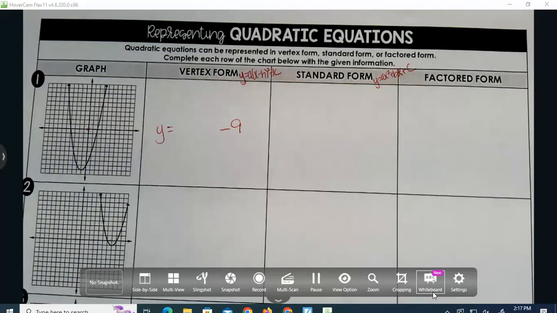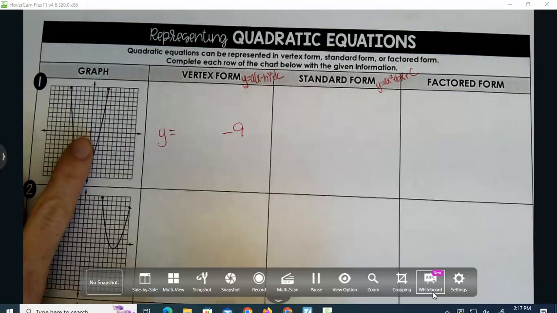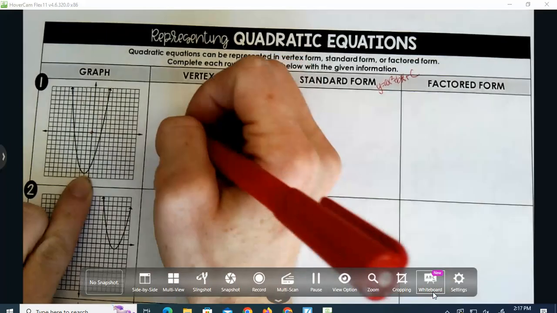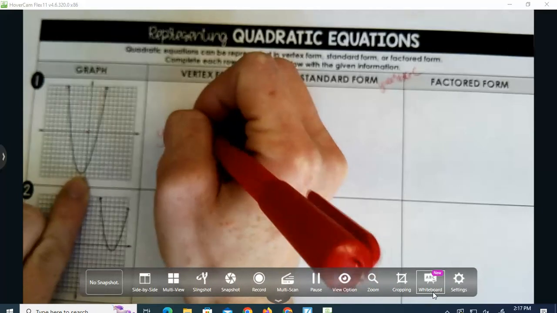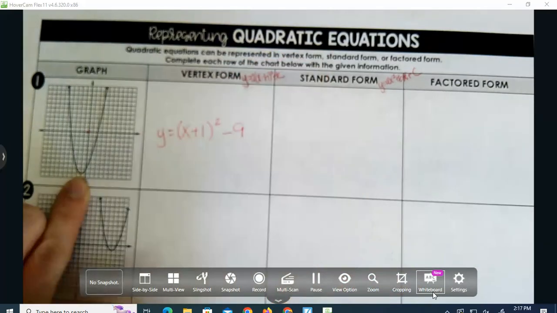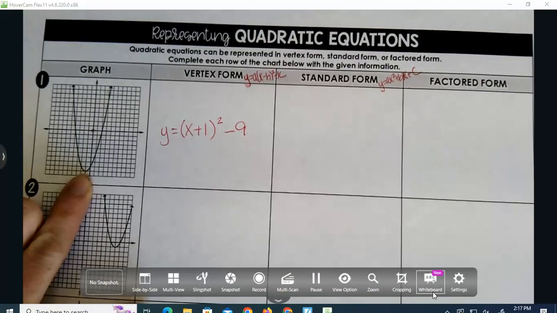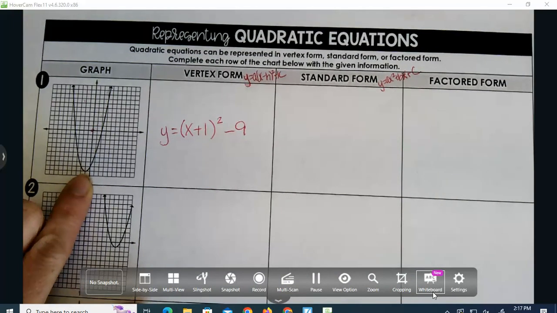How did we do the left or right? Where did we look for those? X minus. Right. Remember, if we added, it moved to the left, and if we subtracted, it moved to the right. So in order to move this to the left one, it had to be an x plus 1 in parentheses. So the vertex form of this was (x plus 1) squared minus 9.